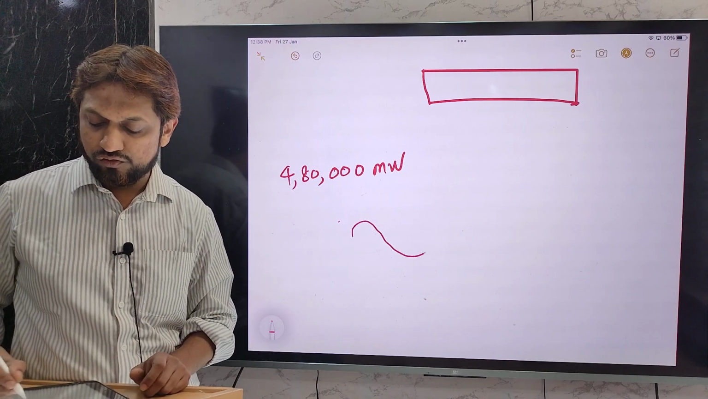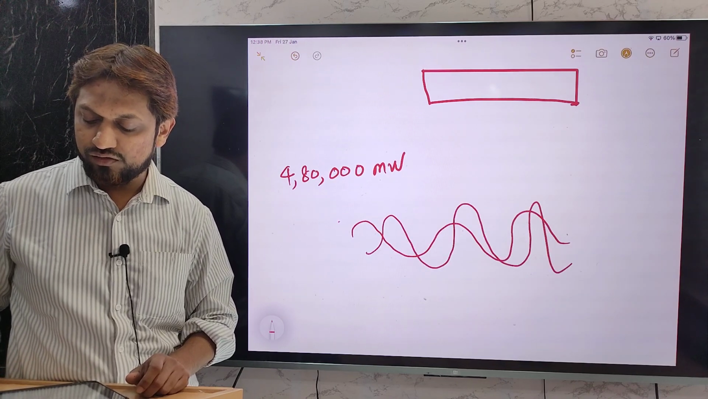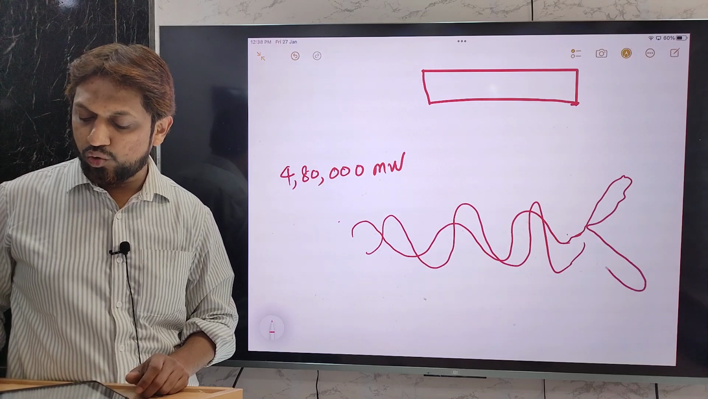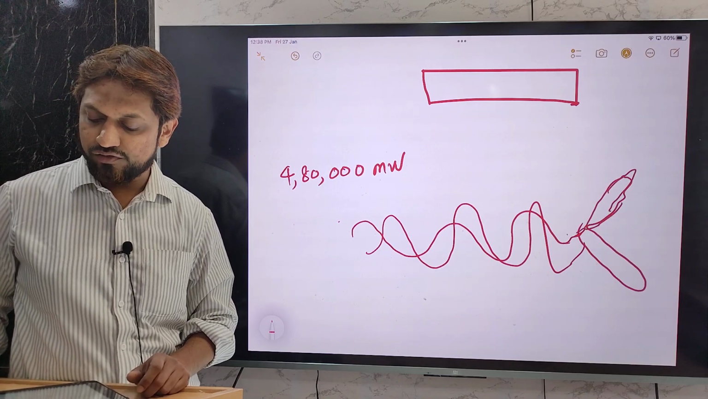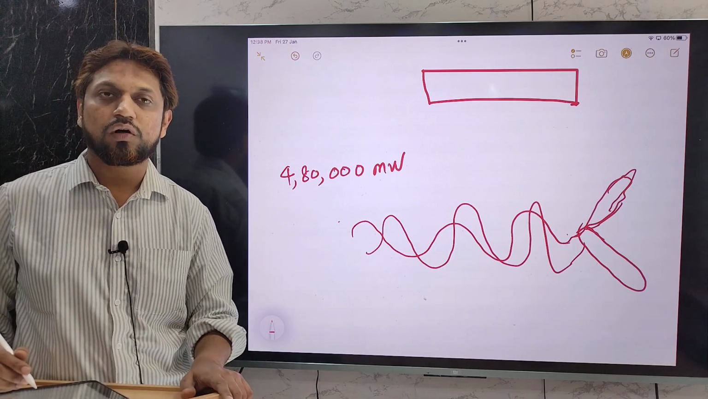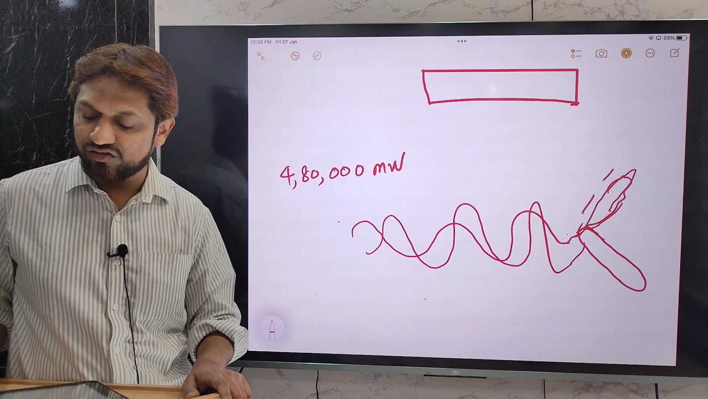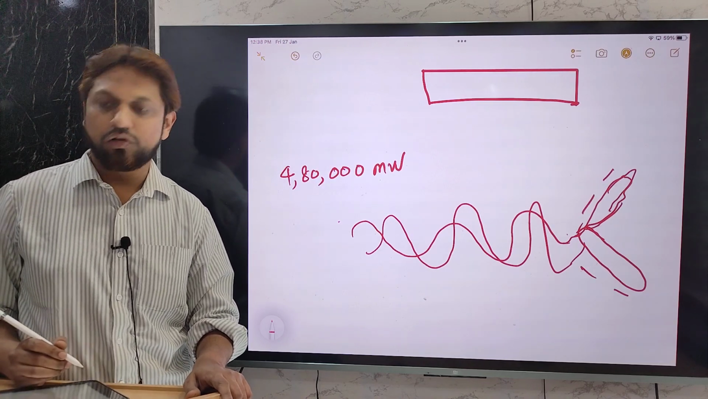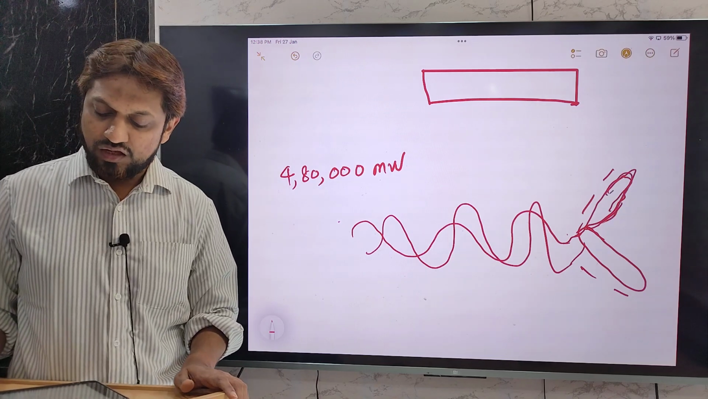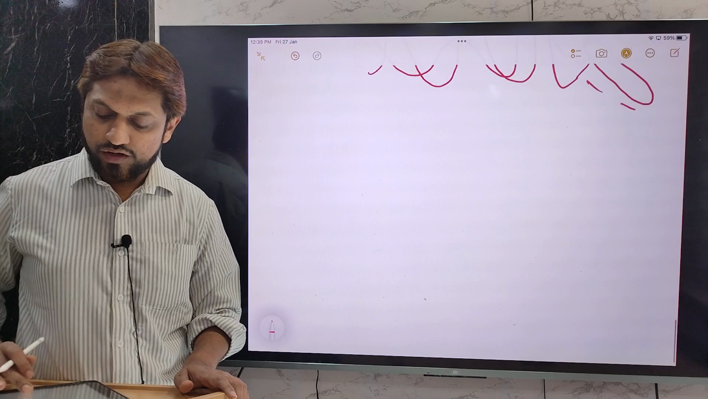It consists of a tail portion, a double helix like this, then a neck, then two globular heads. It has two heavy chains, each weighing around 2 lakh molecular weight, and 4 light chains weighing around 20,000 molecular weight. So 4 light chains and 2 heavy chains. More specifically it is myosin 2.